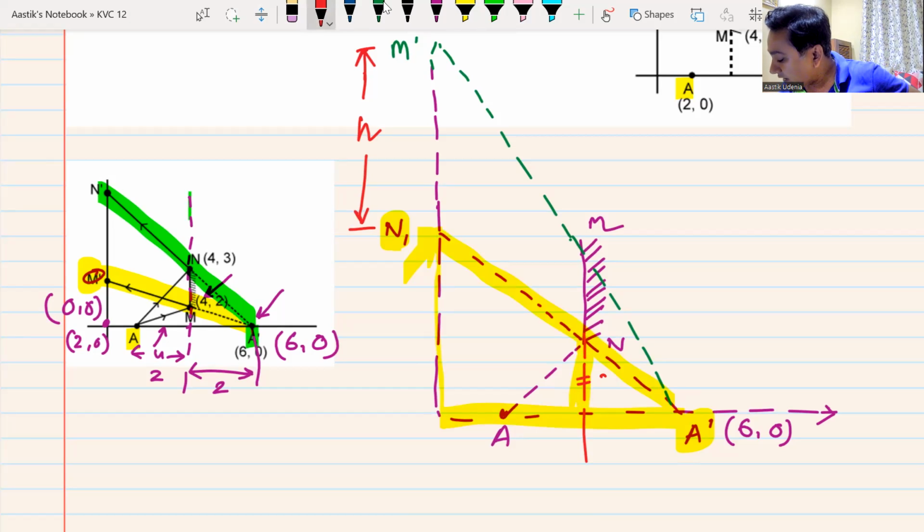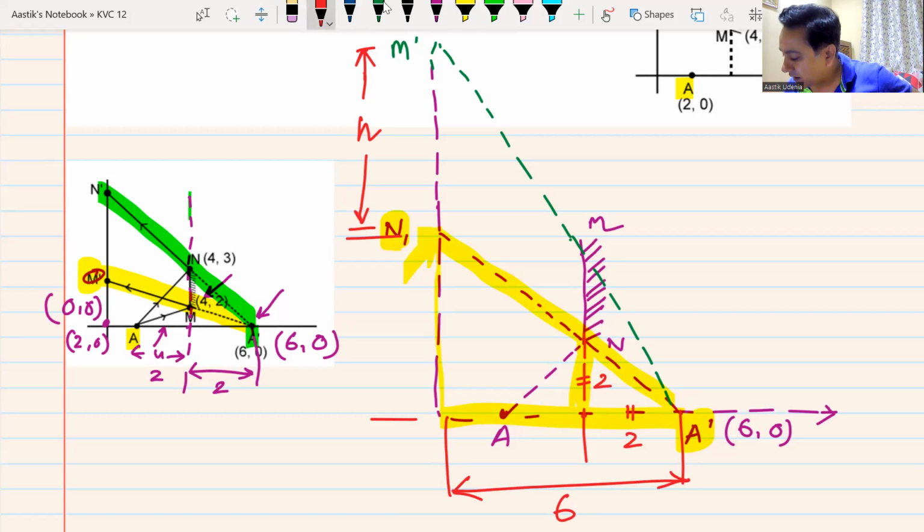You know this height is equal to 2. You know this length will be equal to 2 from here to here. You also know this distance is equal to 6. So you can tell me the value of this distance. What will be the value of this distance from similar triangles? Smaller is 2 and 2. Bigger one is 6. So the other one would be 6. Yes or no? Are you getting my point? So the point of intersection, this N dash, will be at 0, 6.